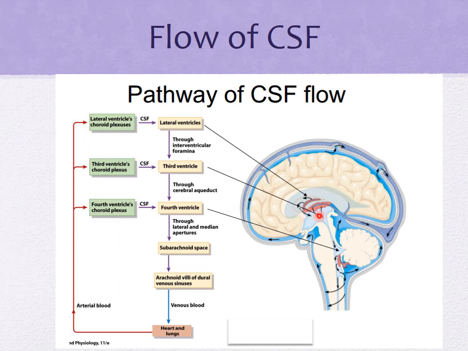Then it goes into your third ventricle, and the CSF builds up more in this third ventricle, flows through the cerebral aqueduct, or the aqueduct of Sylvius as it's also known, and goes into the fourth ventricle down here. It builds up a little bit more CSF through the choroid plexus in the fourth ventricle, and then through another opening it goes down to the subarachnoid spaces. So you'll see it going around the cerebral column, up through here.